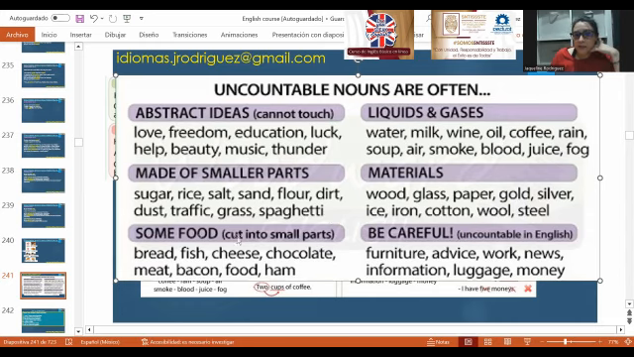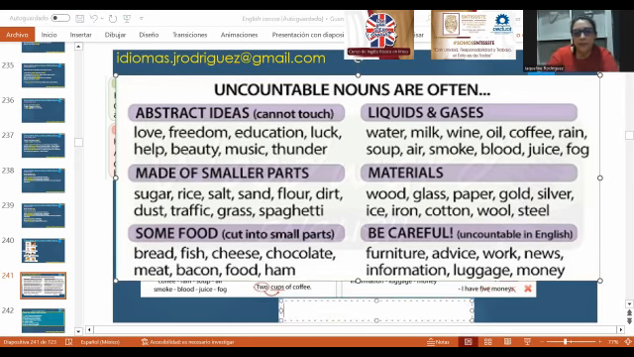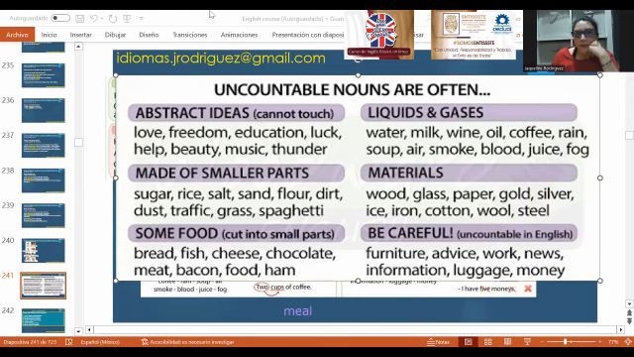Some food that is cut into small parts, ¿no? Comida, like bread, like fish, like cheese, like chocolate, like meat, like bacon, tocino, bacon. Food in general, la comida en general, es uncountable. Si quiero hablar de una comida, porque, por ejemplo, en español sí decimos, ¿no? Hice tres comidas al día. Ahí sí puedo contar comidas. Pero en inglés, si quiero hablar de tres comidas al día, tengo que usar la palabra meal. No puedo usar food. Three foods? Not possible.